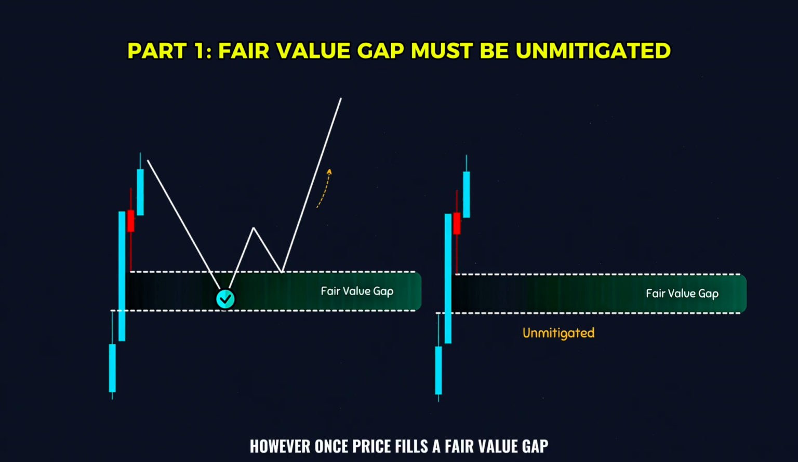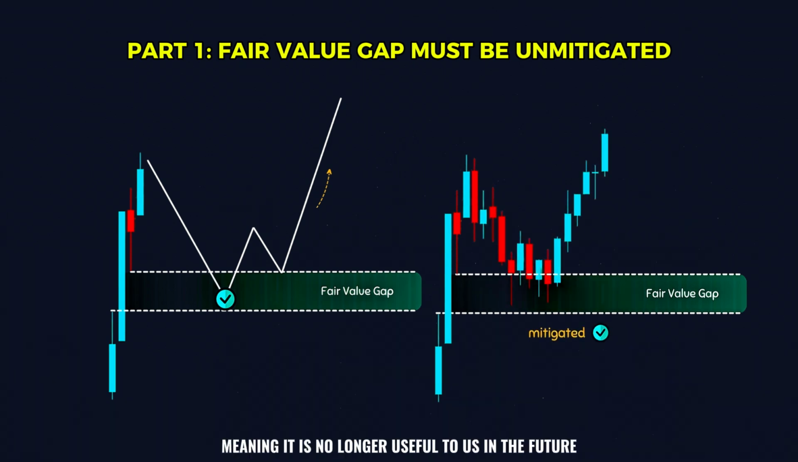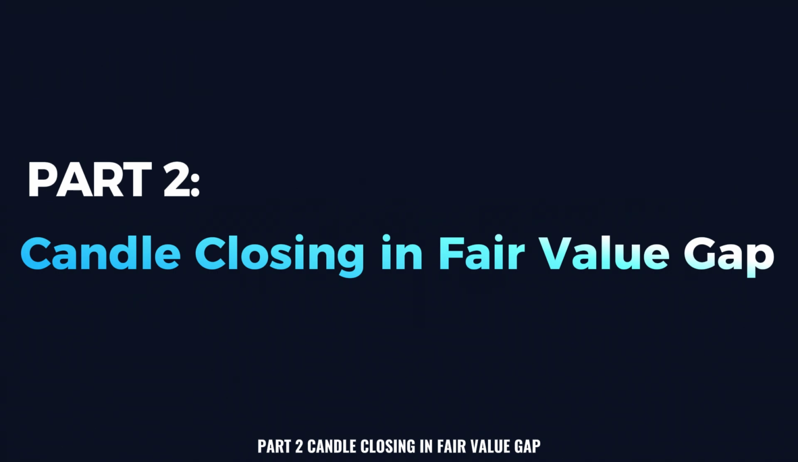However, once price fills a fair value gap, it becomes mitigated, meaning it is no longer useful to us in the future. For this reason, a fair value gap is generally used only once, and once it has been mitigated, we no longer consider it for future trades. Part 2. Candle closing and fair value gap.